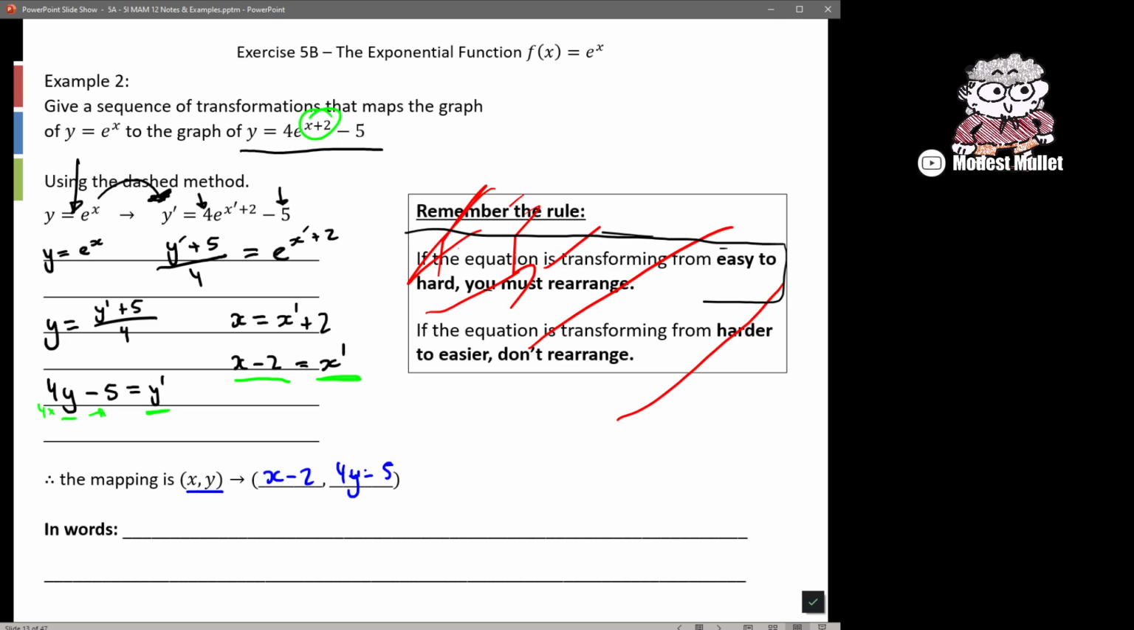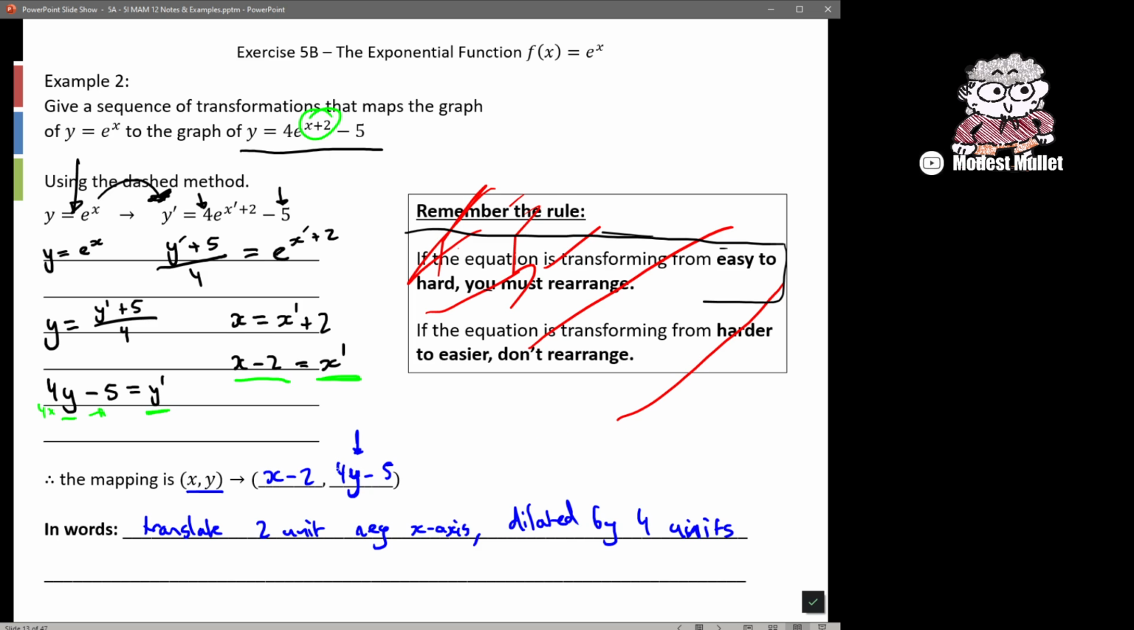So reading off those, we just read these in regular order of operation. If we're doing the dash method, we can see that we have translated 2 units in the negative x-axis direction, and we can also see, now we have to read in regular order of operation, we can see we have dilated by 4 units.